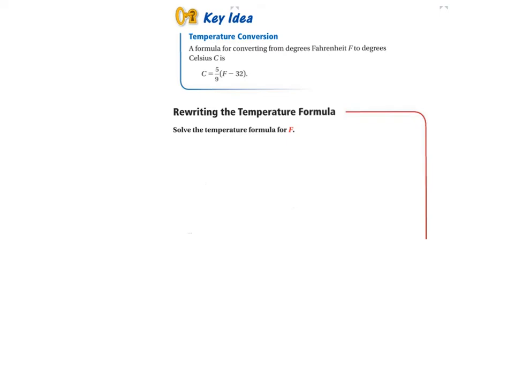Okay, so now we're going to do the temperature conversion. So this is the conversion to Celsius from Fahrenheit. How do I know that? Because we're solving for the C. So C equals. Basically this would be for someone trying to convert our Fahrenheit temperature to their Celsius temperature. So we're going to solve for F here.